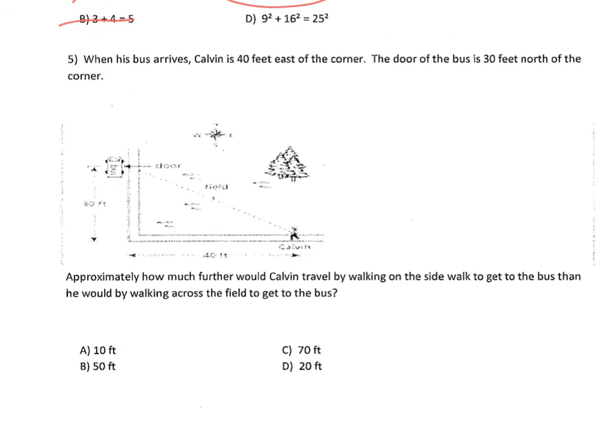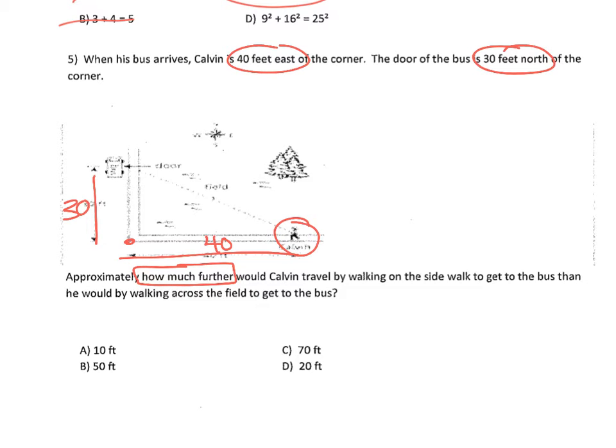Number 5, when his bus arrives, Calvin is 40 feet east of the corner. The door of the bus is 30 feet north of the corner. So here's our corner, here's little Calvin. He's 40 feet east of it and 30 feet north of it. Approximately how much further would Calvin, how much further? So that tells us we're going to be subtracting. Would Calvin travel by walking on the sidewalk, which is this path we just laid out here, to get to the bus? Then he would walk by walking across the field.